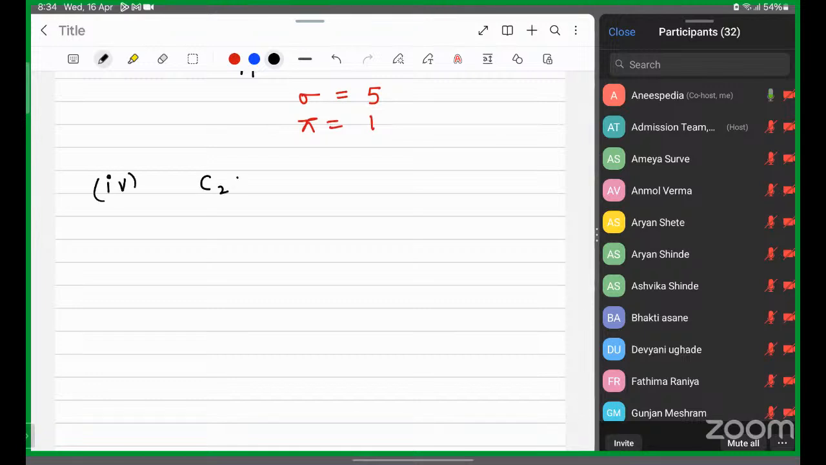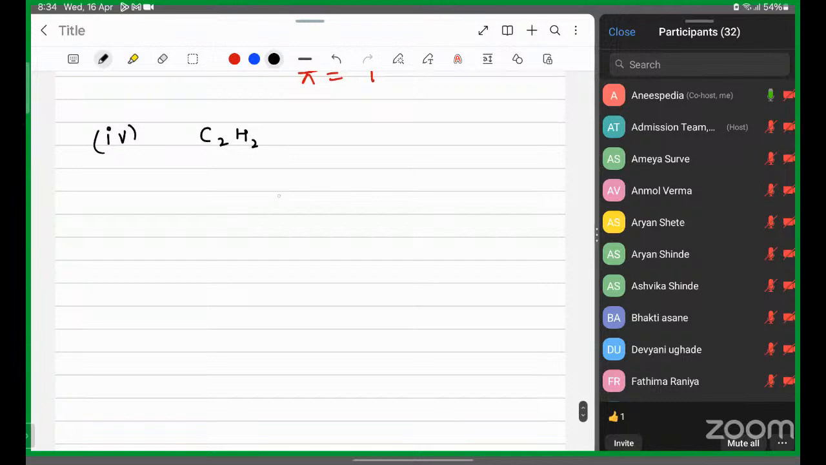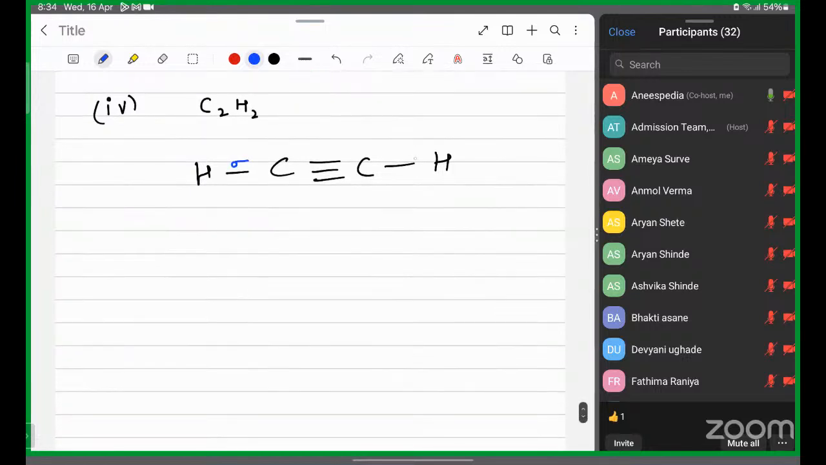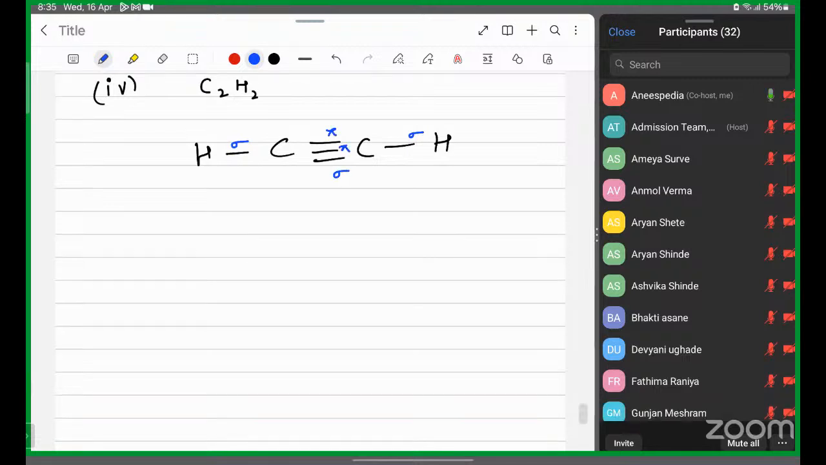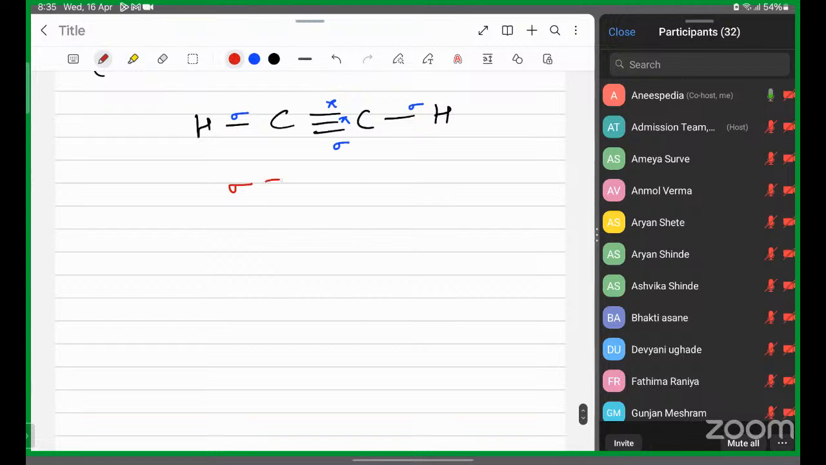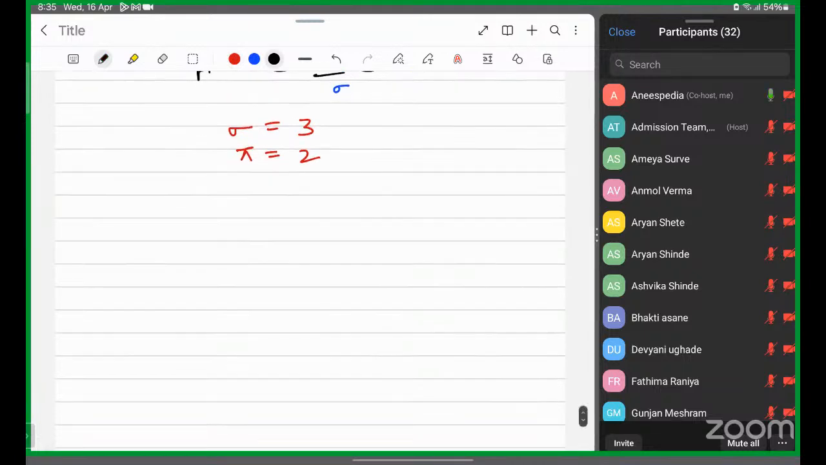Fourth is C2H2, which is given by C triple bond C, bond H, bond H. This will be sigma, this will be sigma. In the C triple bond C, 1 bond will be sigma, the remaining 2 will be pi. So how many sigma bonds are there in C2H2? There are a total of 3 sigma bonds and pi bonds will be 2. Understood or any doubt?